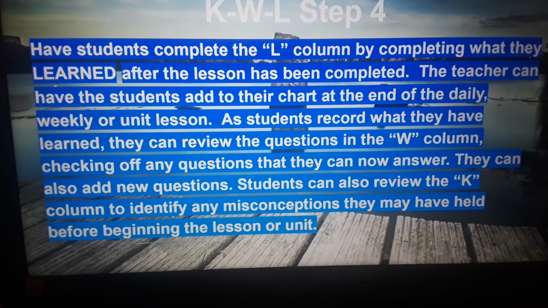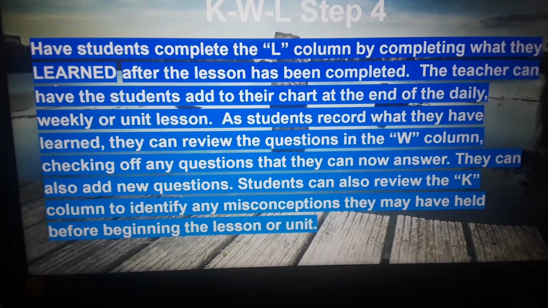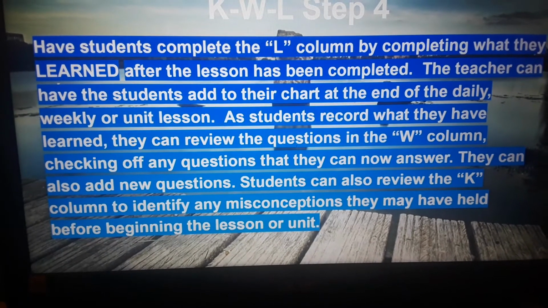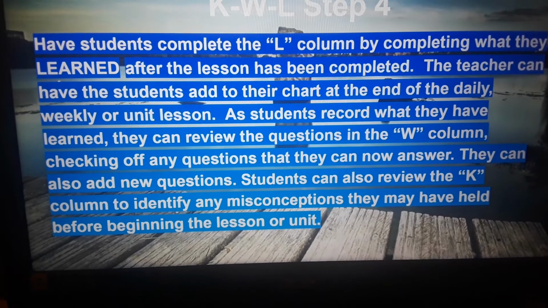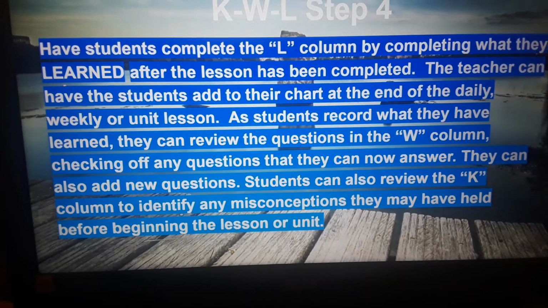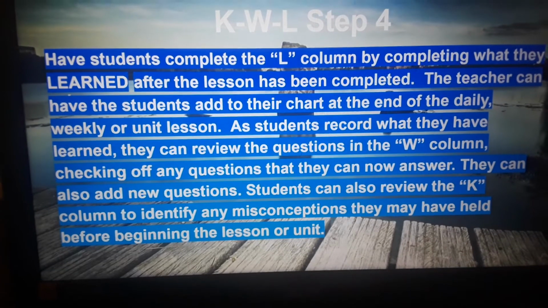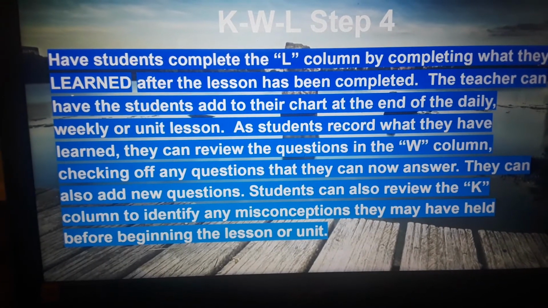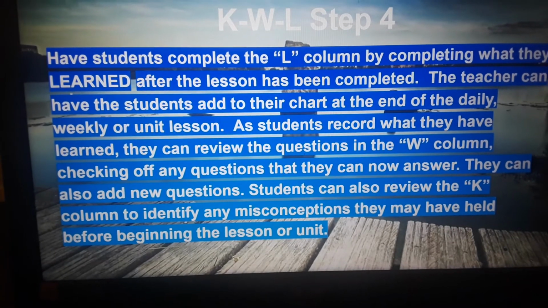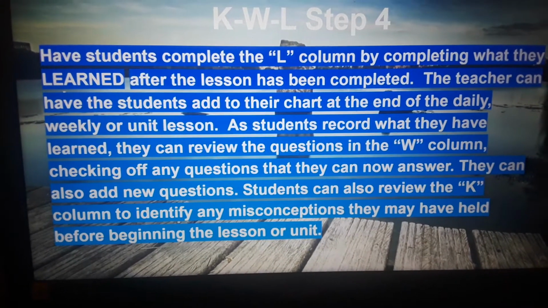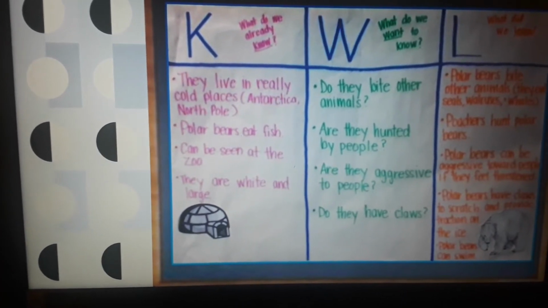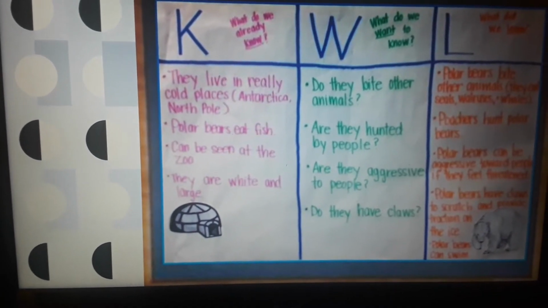Students can also review the K column to identify any misconceptions that they may have held before beginning the lesson or unit. Maybe I thought dogs said meow. That would be a misconception in my K column. Let's take a look at this one.